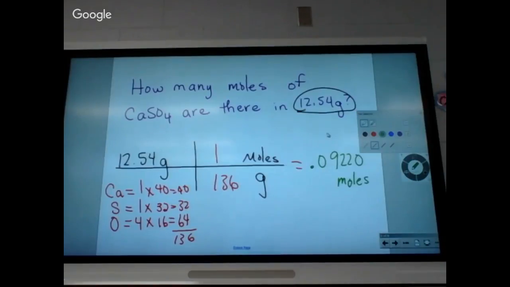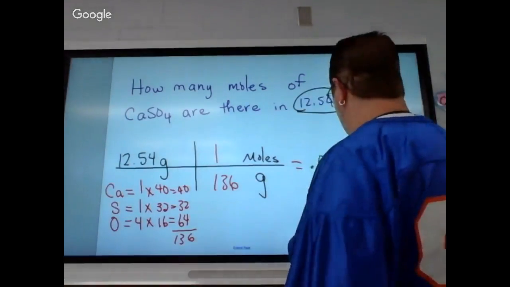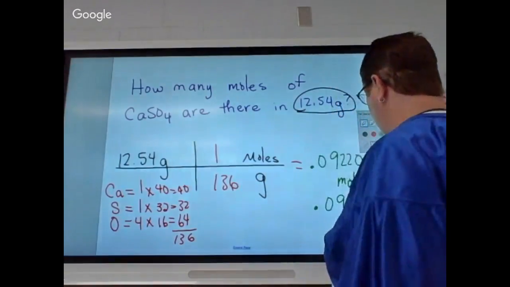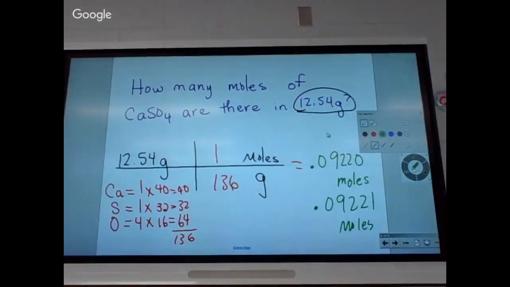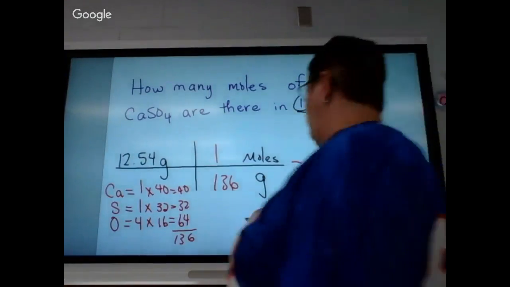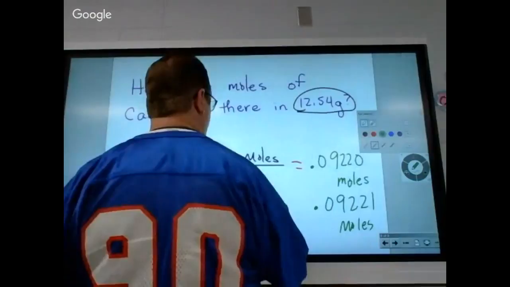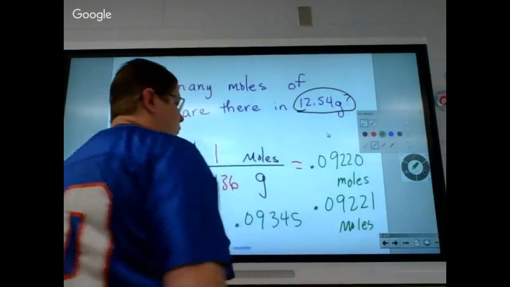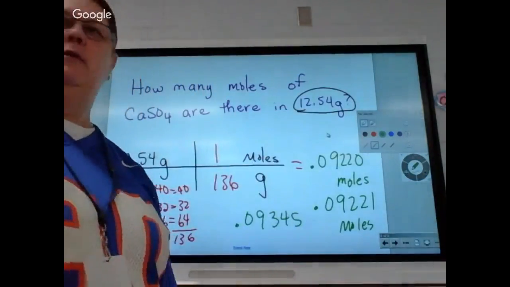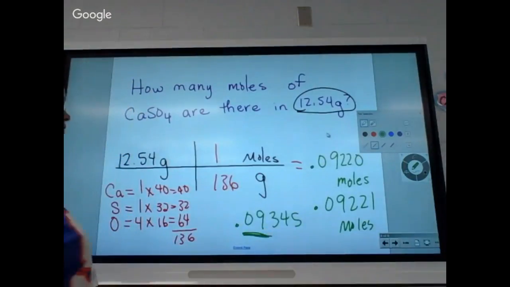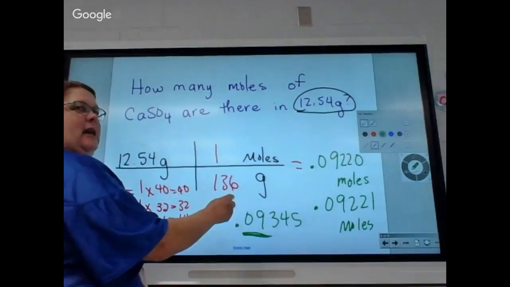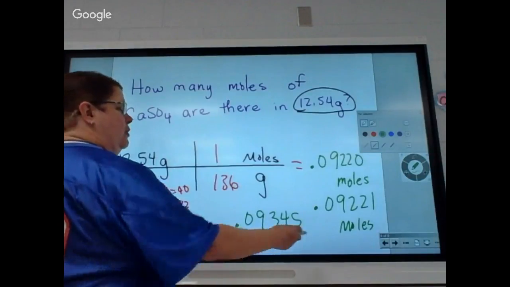Yes. If she goes to 1, then what would it be? Because she's saying if she had 0.09221 moles. Yes. I mean, even if you had like 0.09345, I'm good with that. This is still the same answer. You're still at 0.09. Your number might not be exactly the same as ours, so your answer can vary.